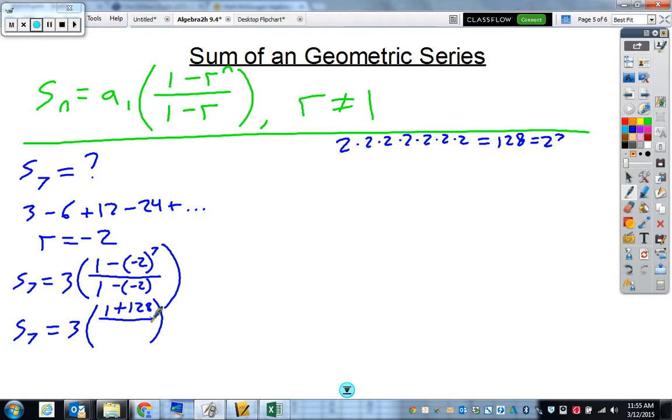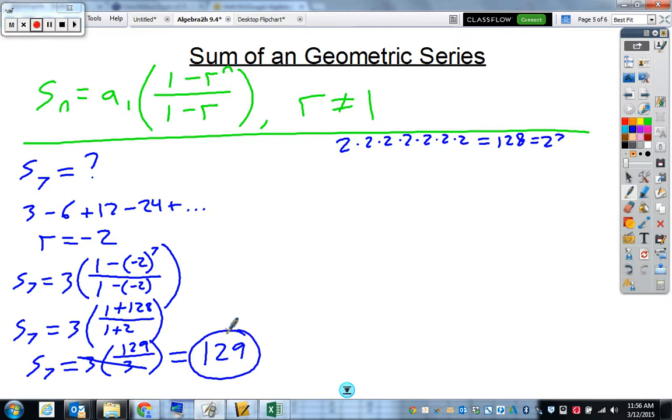And then 1 minus negative 2 is 1 plus 2. So I have s sub 7 equals 3 times 129 over 3. Well, notice in the bottom, the 3 and the 3 are going to just cancel each other out, and I'm left with 129. So s sub 7 equals 129.